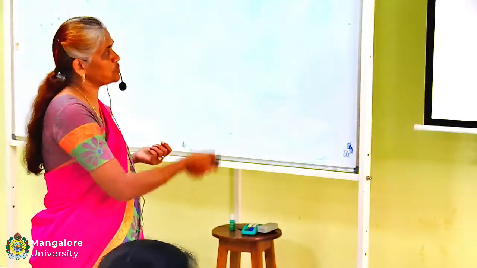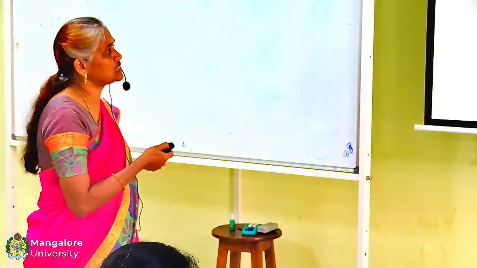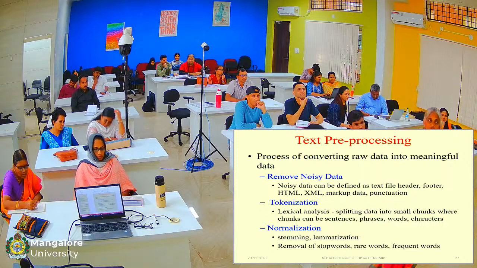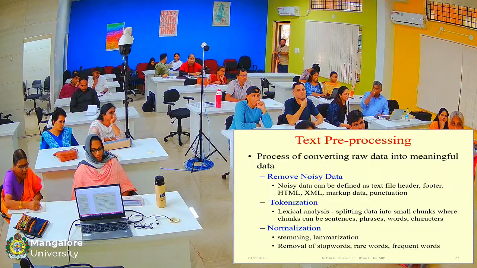Okay, so text pre-processing is this: remove the noisy data, the markups, HTML, XML, punctuation, all this. There will be header, footer, all those. These do not contribute much to the text processing, so you remove all this.